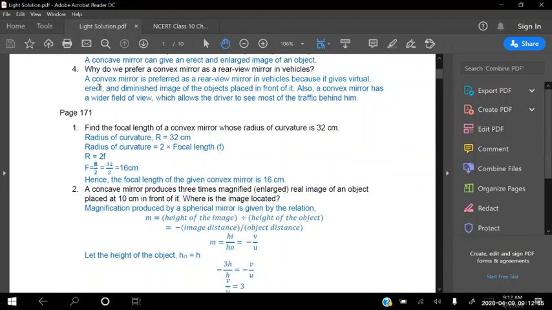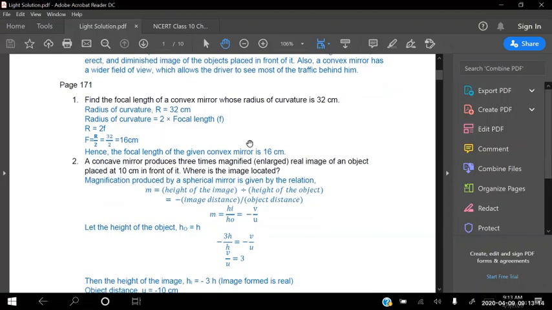Okay, and reason number 2. First reason is a convex mirror is preferred as a rear view mirror in the vehicle because it gives a virtual, erect and diminished image of the object placed in front of it. Also, a convex mirror has a wider view. So this is the second reason behind it. So always write both the reasons so that you get 2 marks in it.